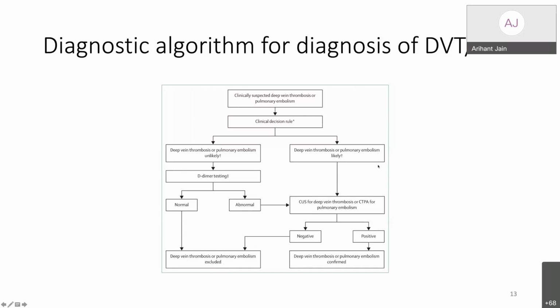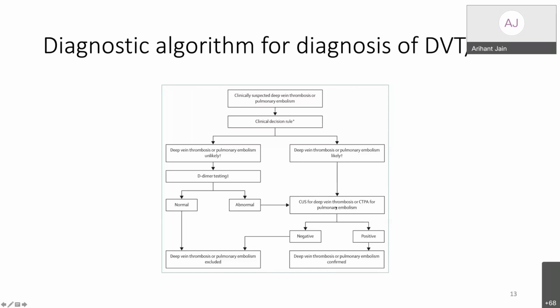However, if the clinical prediction rule says that the DVT or pulmonary embolism is likely, you would immediately go for a compression ultrasound for deep vein thrombosis or a CT pulmonary angio for pulmonary embolism, depending upon what you were suspecting to begin with. If it is negative, then you can just stop there.